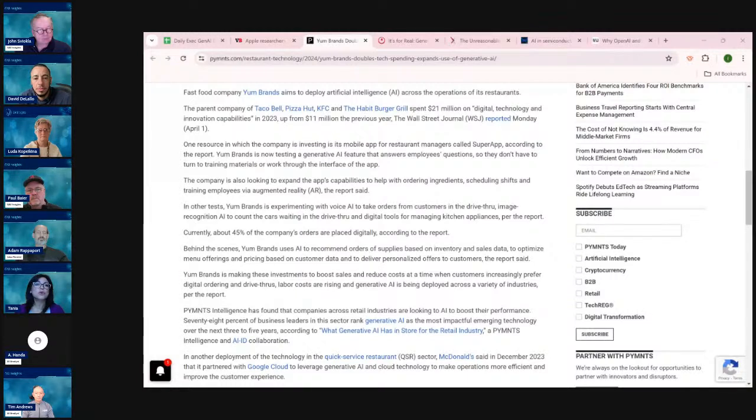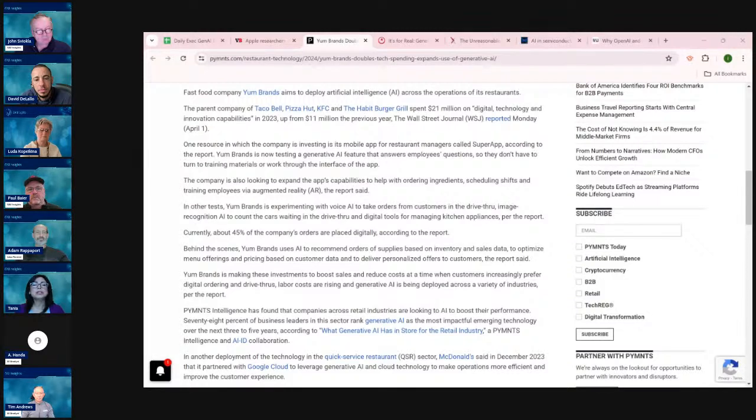voice for ordering. I think they also talked about AI vision to kind of see how long the queues are when people are going through drive-throughs. And then somewhere in the middle, they talked about using AI also for their supply chain management and the ability to kind of see where they are on different ingredients and then automatically order them.